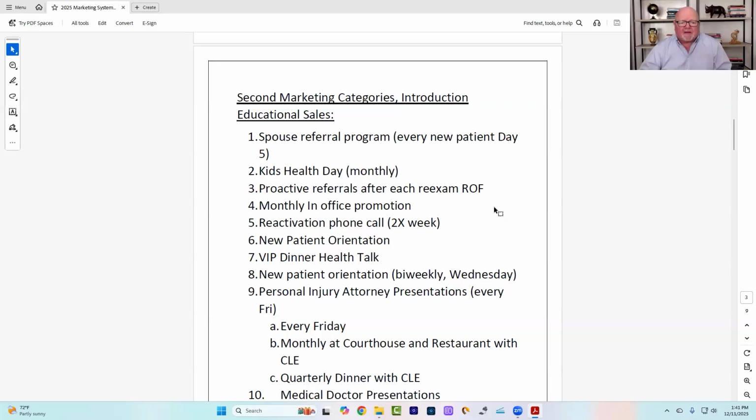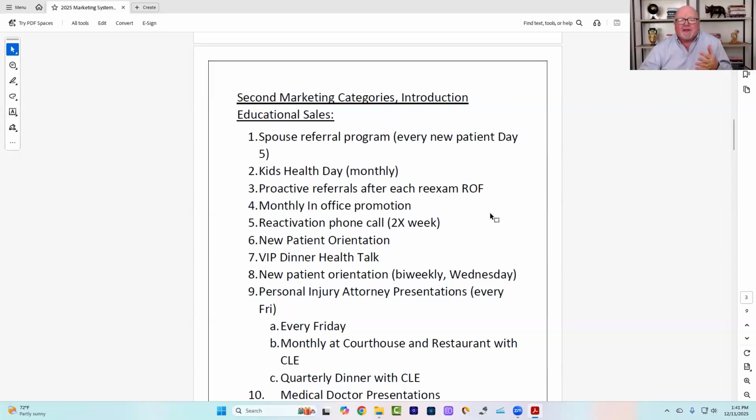Okay. Monthly in-office promotion. And that's simply a regular educational sales system with your high probability referring patients. That's all that is. And it's just tied to an annual event. But it's the same thing, the same sequence over and over. And it just spits off 2, 3, 4, 5 new patients again. All of these, that's what you're trying to do. Every 2 weeks, you just want something going on.